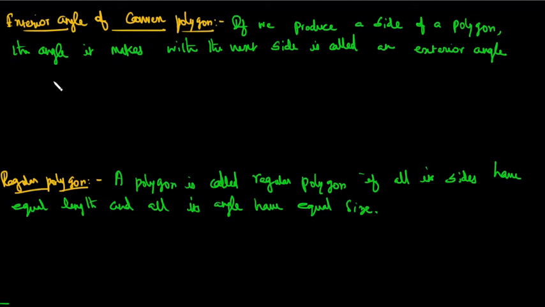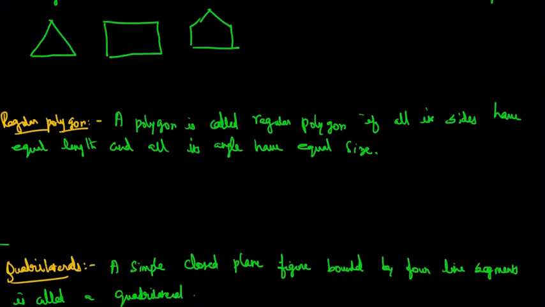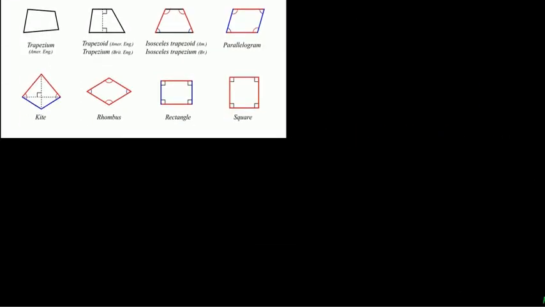So this triangle is a polygon, rectangle is a polygon, pentagon is a polygon, hexagon is a polygon. I forgot to tell you the types of polygons. I will tell that now.